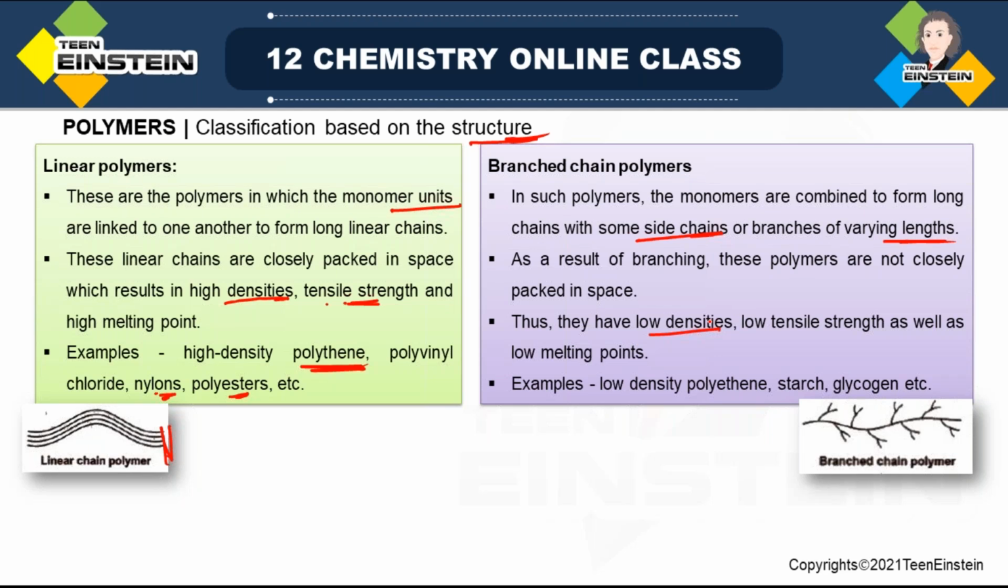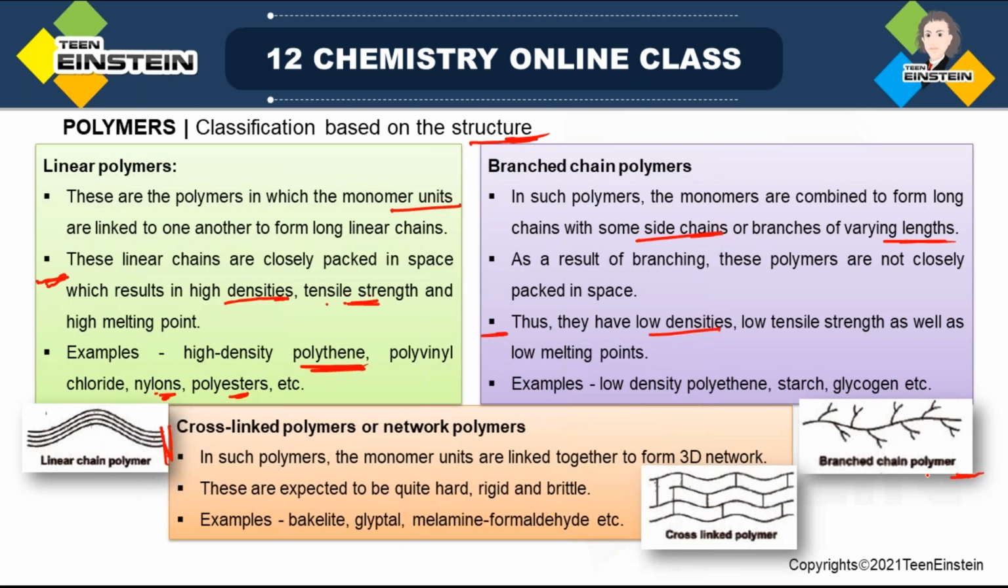Tensile strength is also low, that is resistance to breaking, as well as a low melting point. So if you compare these two points, they are actually completely reversed, right? Examples: low density polythene, starch, glycogen. As you can see from this structure, you can understand from the simple structure that several branching is there.